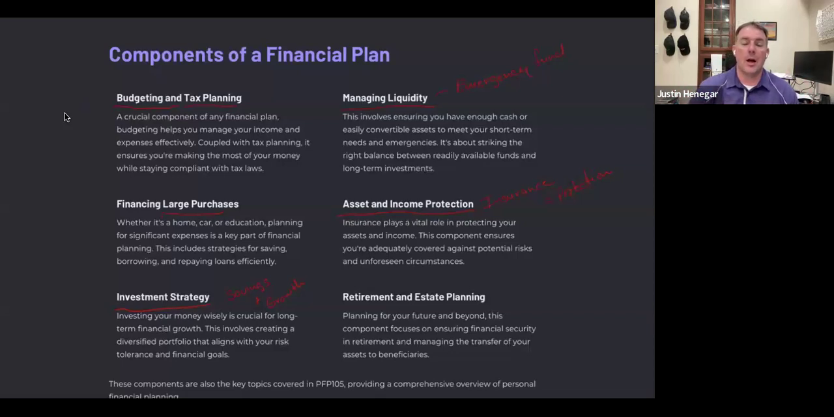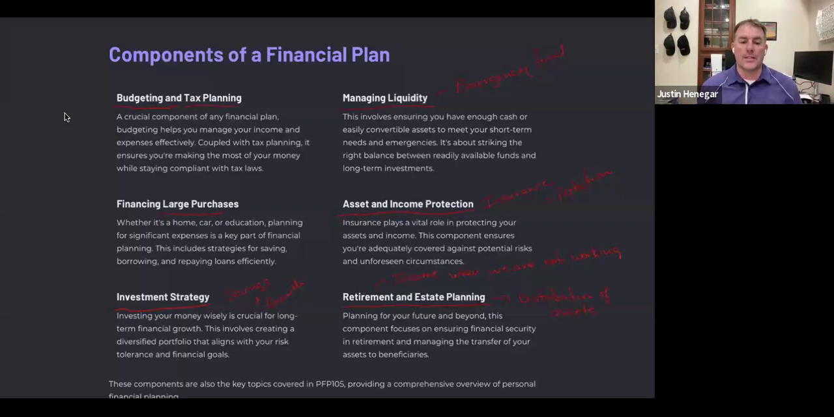Okay. And then all of that ultimately boils down to the main goals of retirement and estate planning. So this is typically income when we are not working or not employed. And then this is the distribution of our assets and how we plan to do that.